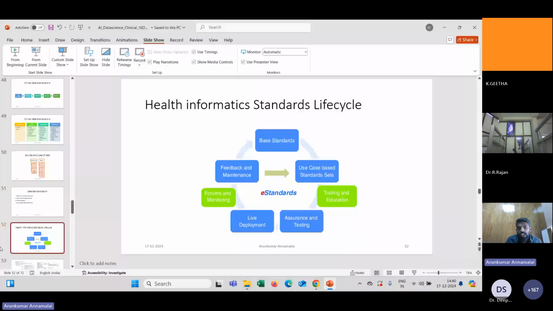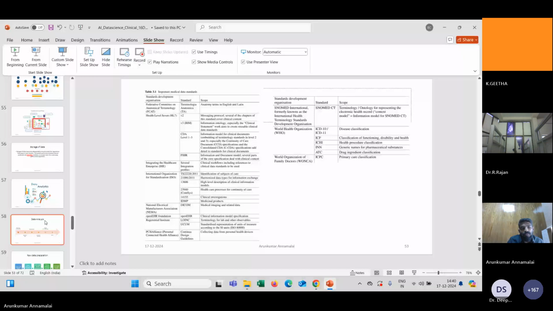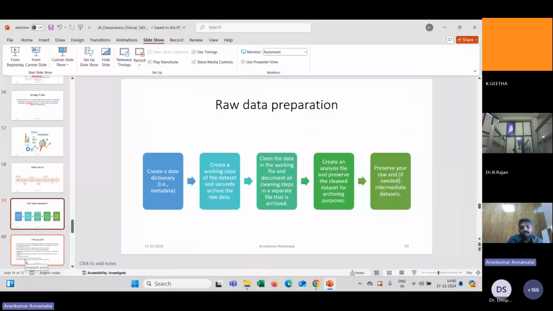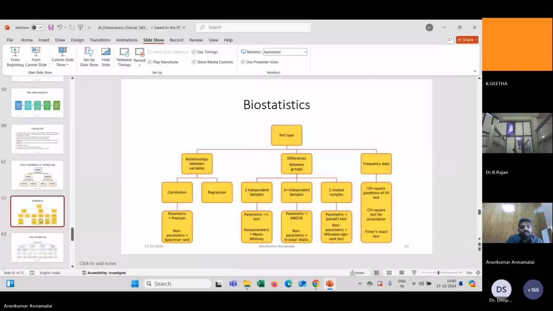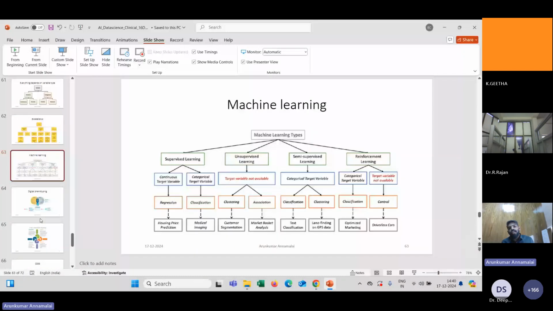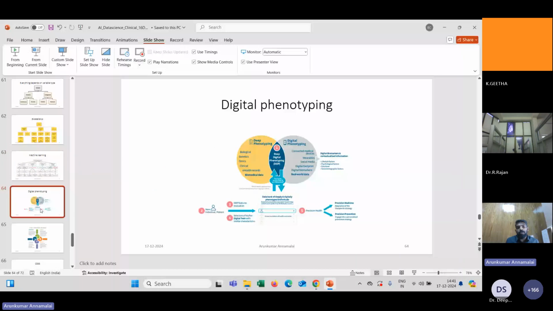These are the various standards we follow. And in data analytics, these are the steps. We always draft an analysis plan which needs to be submitted beforehand to the regulatory agencies, and these are the usual statistics, biostatistics, machine learning algorithms. And finally, the key takeaway of this session is the digital phenotyping aspect of it.